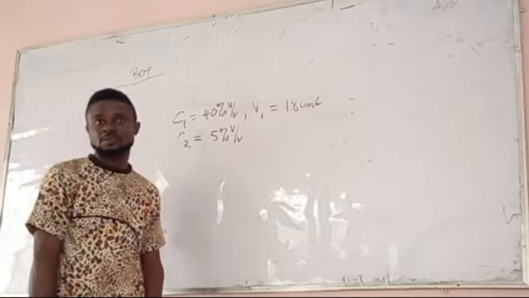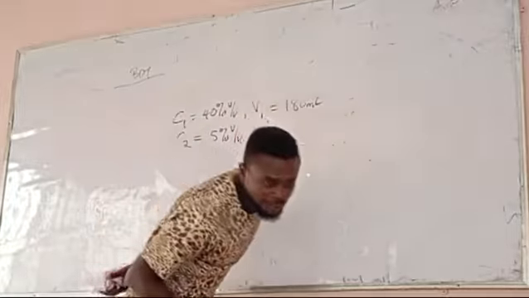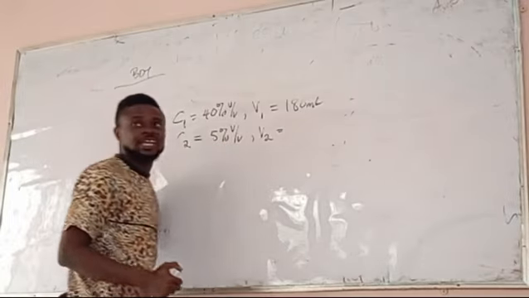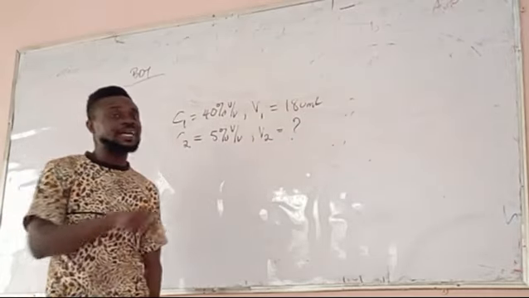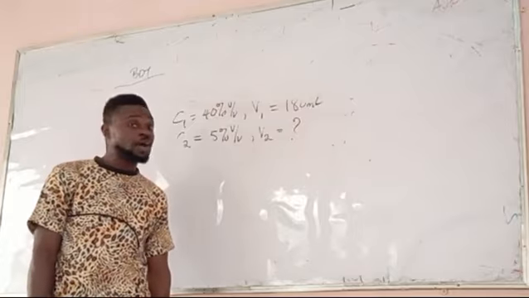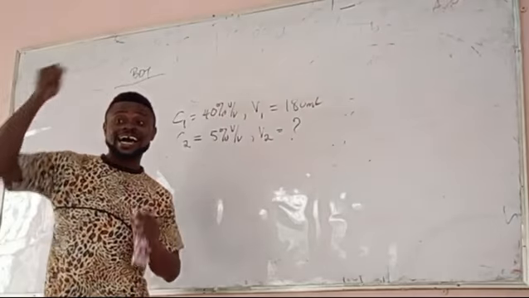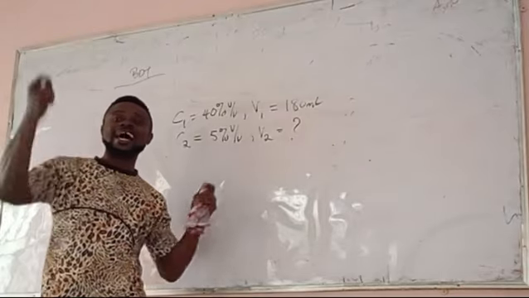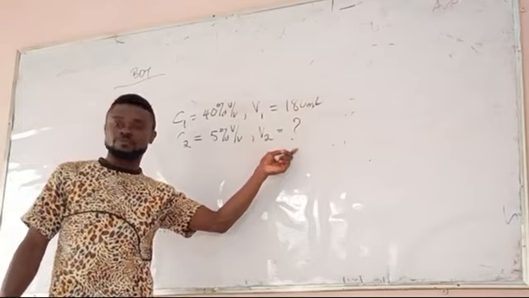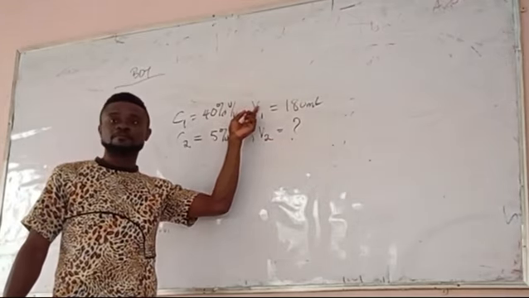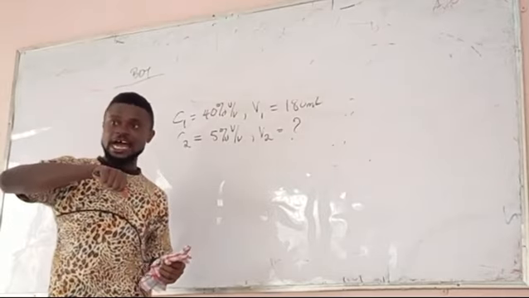Are you following? But we are not given the final volume it assumed. V2, we don't know. Please look at this question. This question is tricky. We were not asked to find the final volume. We were asked to find the volume of water added. So for us to find the volume of water added, we must find the final volume first. When we find the final volume, we subtract the initial volume from the final volume to get the volume of water added. Are we together?